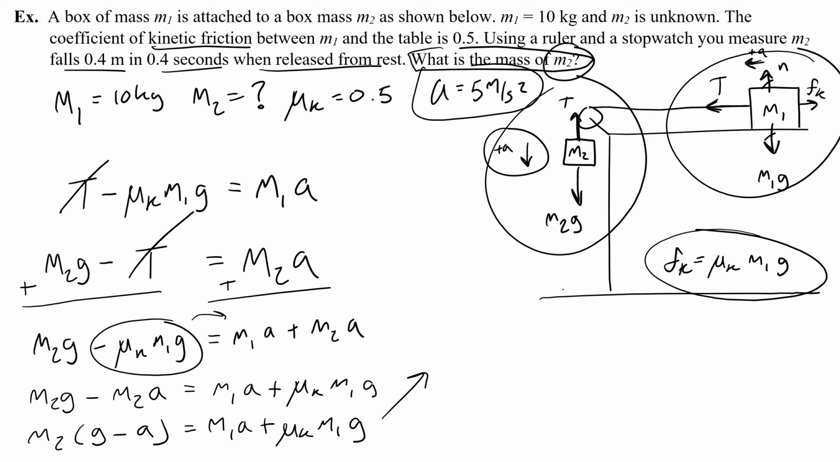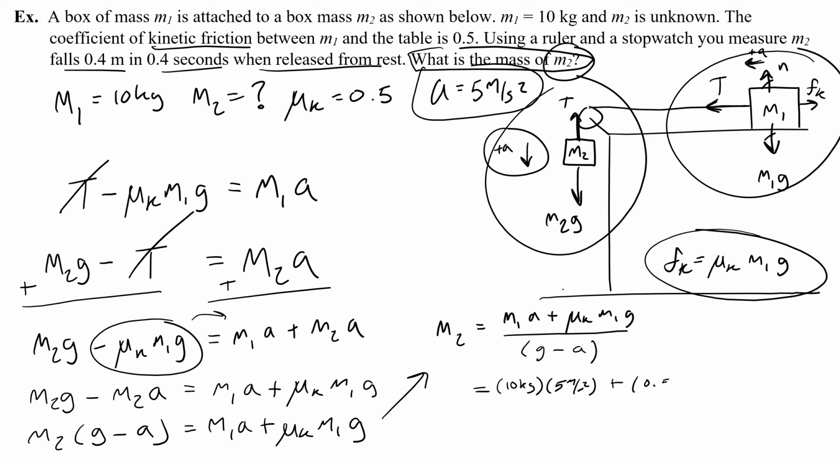So let me put this over here. I'm going to get m2 equals m1a plus mu k m1g, and then I'm dividing the whole thing by g minus a. So what is this going to give me? Well, remember m1 is 10 kilograms, so 10 kilograms times the acceleration, 5 meters per second squared, plus mu was 0.5 times 10 kilograms times the acceleration due to gravity. We'll use 10 meters per second squared. Divide that whole thing by g, 10 meters per second squared, minus a, 5 meters per second squared.